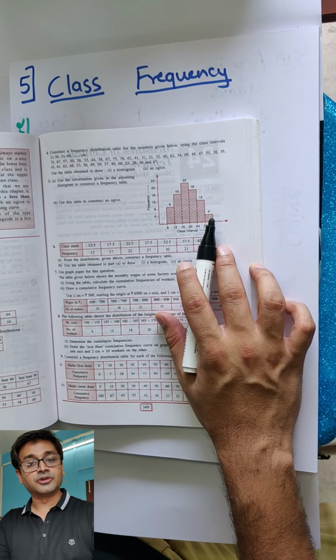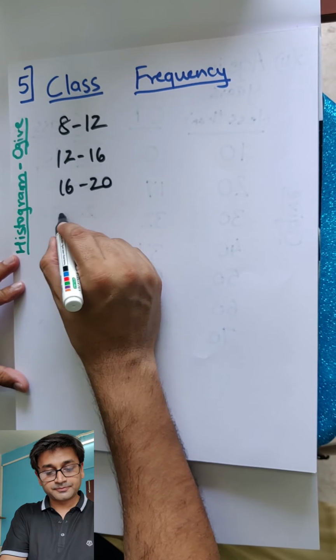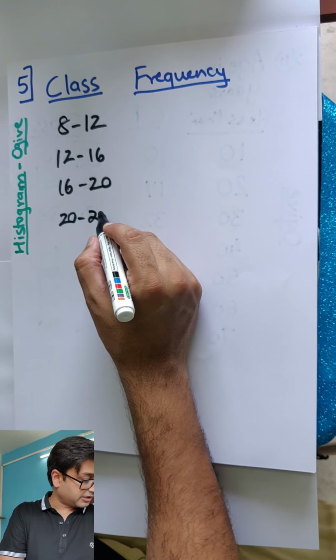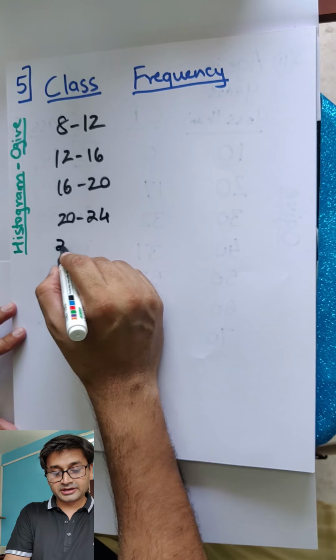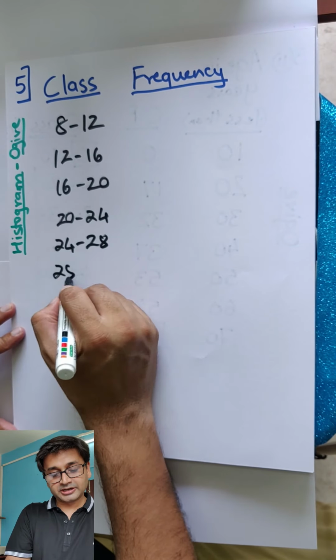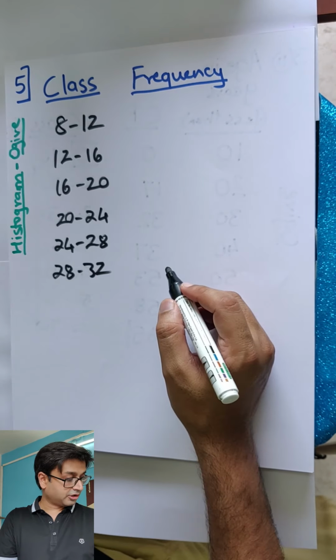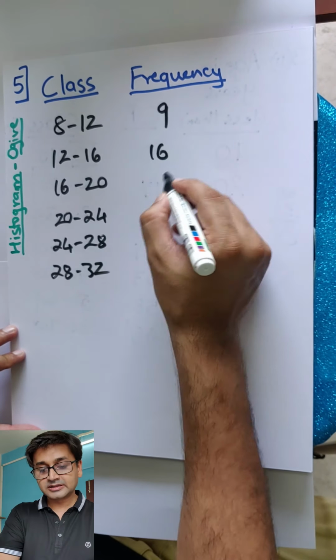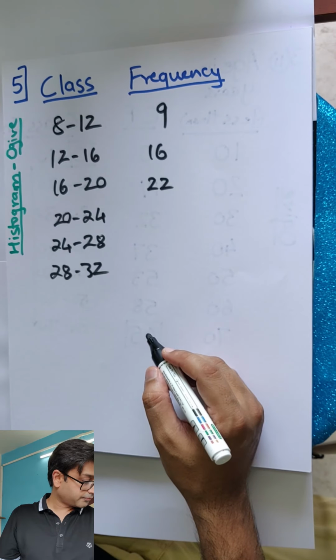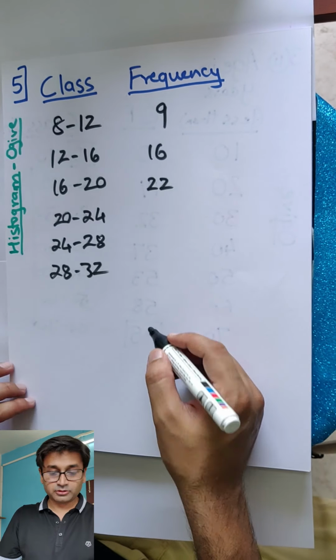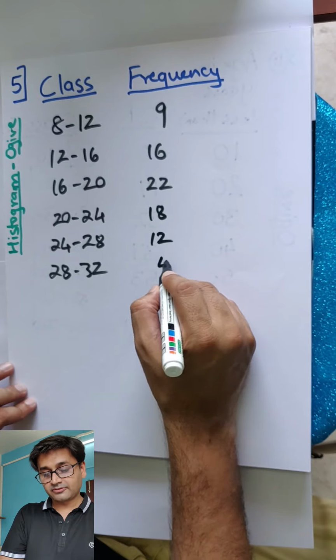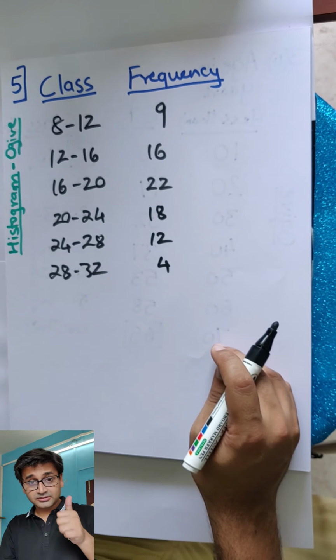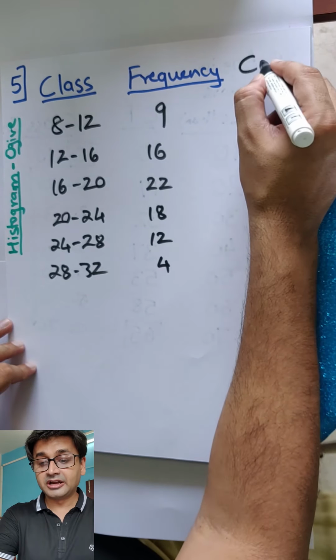So my table should be 8 to 12, 12 to 16, 16 to 20, 20 to 24, 24 to 28 and 28 to 32. What are the frequencies? I can see 9, 16, 22, 18, 12 and 4. So we got the class, we got the frequency. What do you need now?